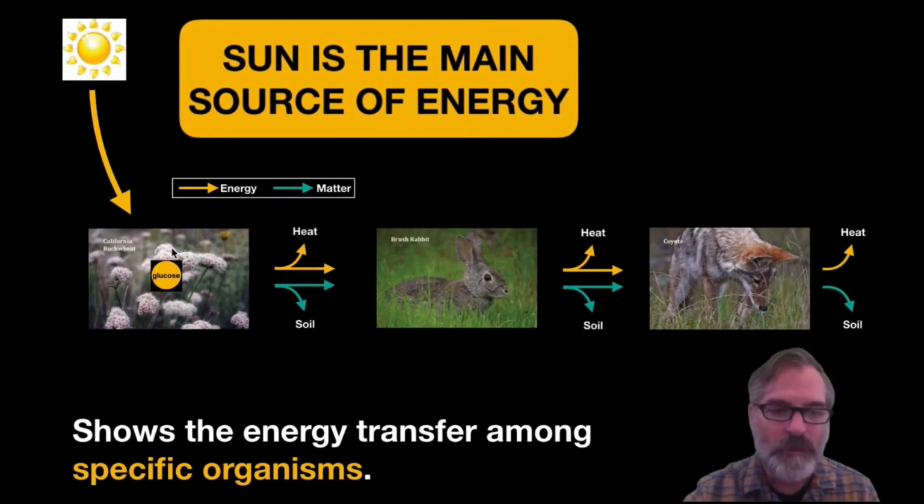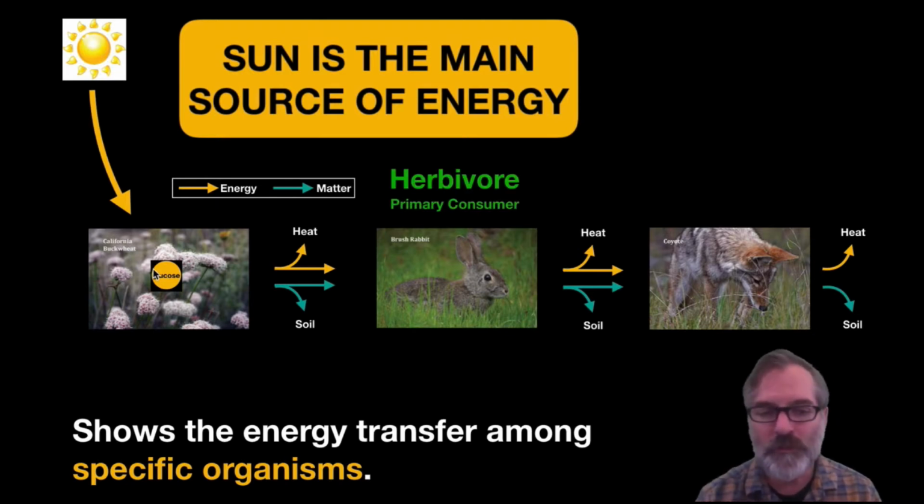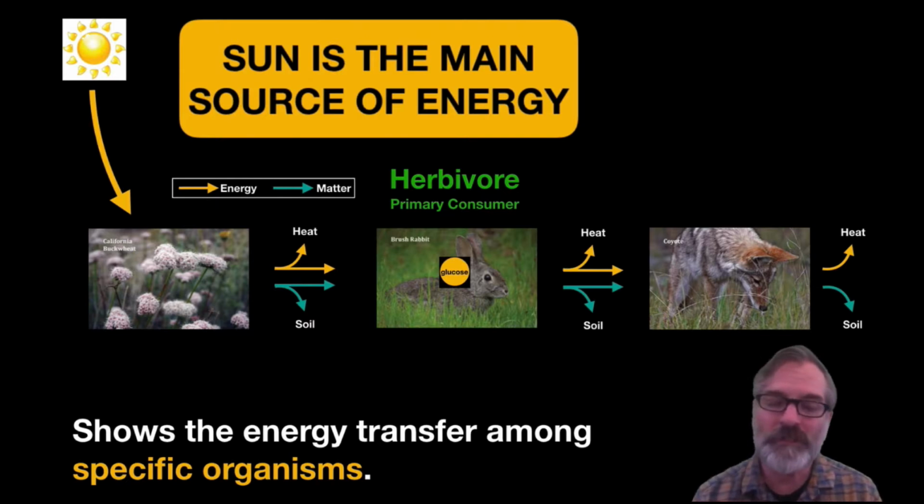So here's the glucose molecule, and then as you can see here, we've got the bush rabbit. The bush rabbit is a herbivore. It only eats plants, and it's a primary consumer. So as it feeds on the California buckwheat, that energy, or that biomass, those glucose molecules, are going to be transferred to the rabbit. Now, not all of it's transferred. Again, some of the energy is lost in heat.